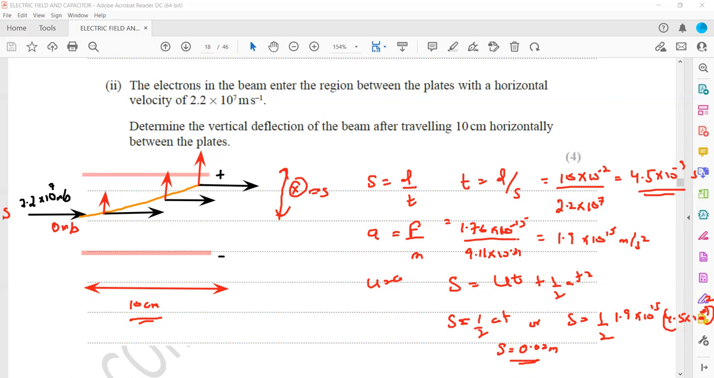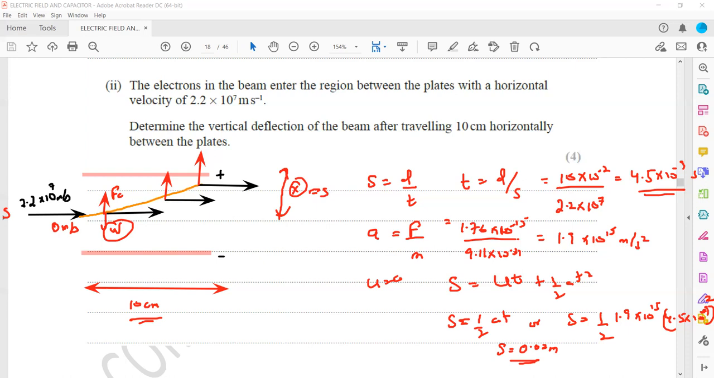Practically, it should be a resultant force, since the electric force is upward and the weight of the electron is acting downward. But we did not consider the weight of the electron because it has a negligible mass, 9.11 × 10^-31 times 9.8, which gives a very small value. Otherwise, the resultant force would be the electric force minus the weight. But we neglect the weight of the electron. That's why we say the resultant force is equal to the electric force.